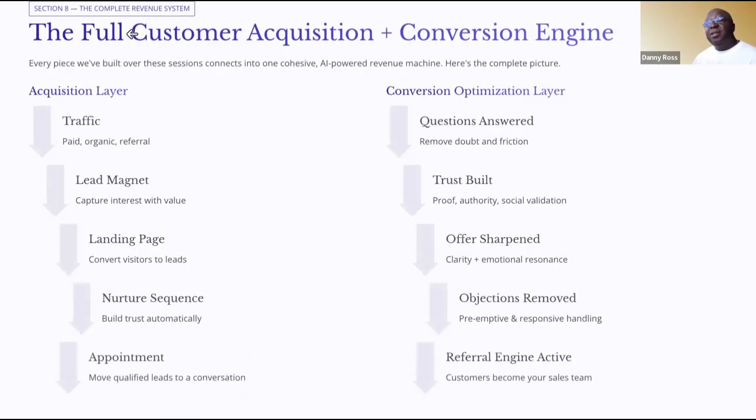And then the rest of it is the revenue system. So you have the customer acquisition and going all the way through conversion. This was kind of breaking down some of the marketing terms. So you have the acquisition layer, tracking your traffic, what lead magnets are you using, how does your landing page work as far as converting? And then do you get that email address, are you nurturing it over time? And then, of course, you're moving it towards an appointment.